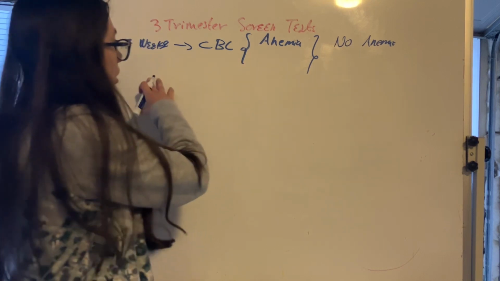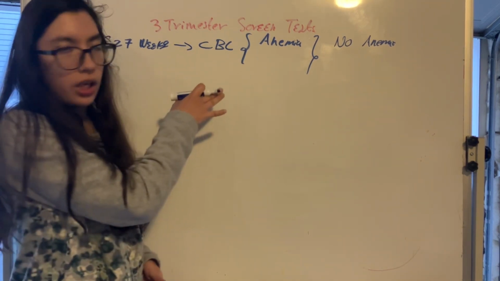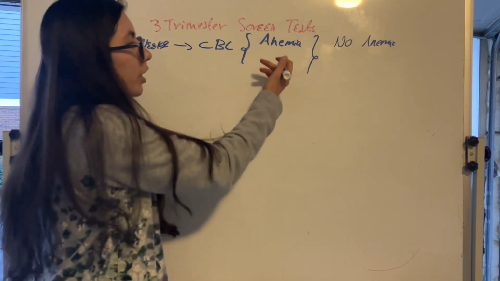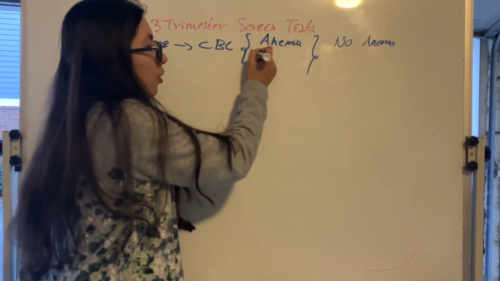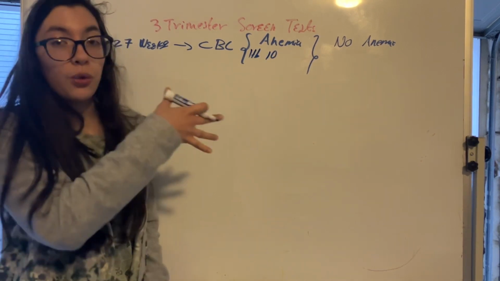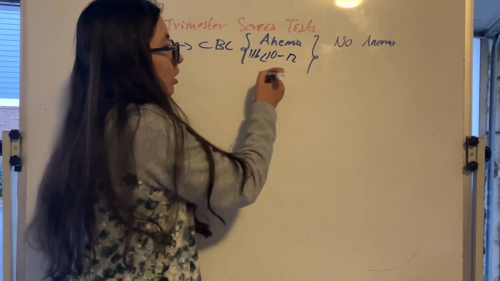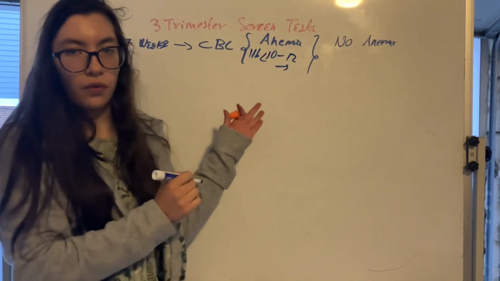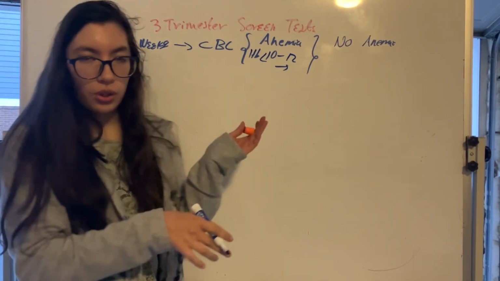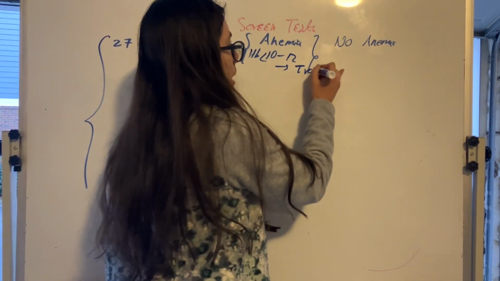So at 27-week gestation, we order complete blood cell count again to reevaluate for anemia, and if hemoglobin is less than 10, normal range during pregnancy is 10 to 12. If hemoglobin is less than 10, then this is diagnosis of anemia, and without any other test, we are going to treat the patient with iron tablets.